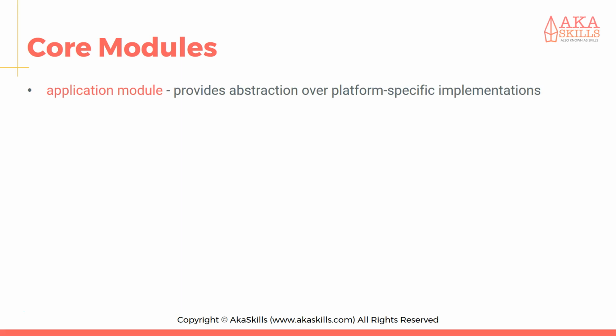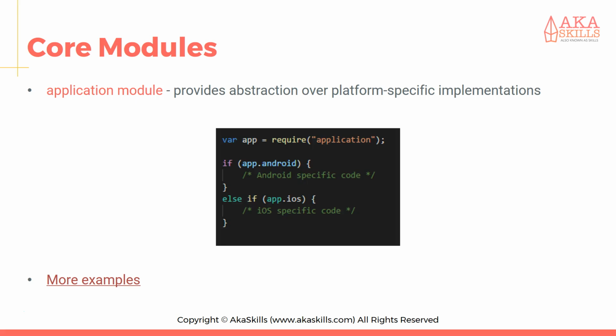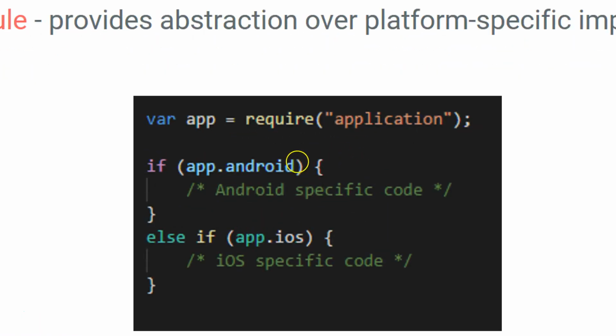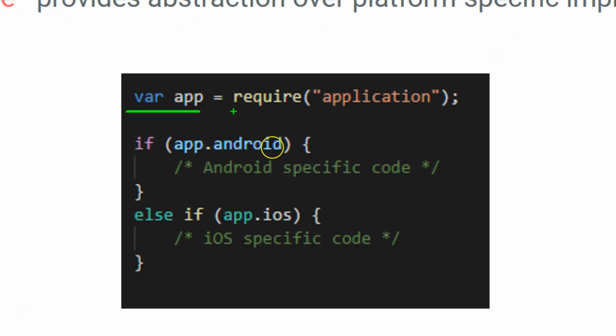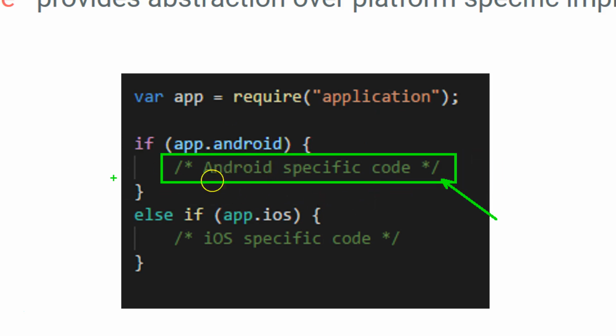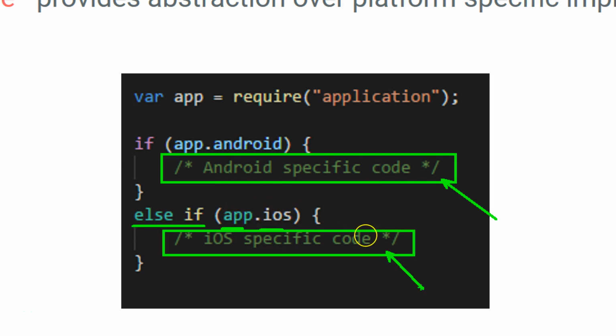We have the application module, which provides abstraction over platform-specific implementations. Here I left a link with more examples. I can first get my app by saying require application module, and then I can say if app.android, I can apply some specific code only for the Android platform. But I can say else if app.ios, then here I can provide iOS-specific code.